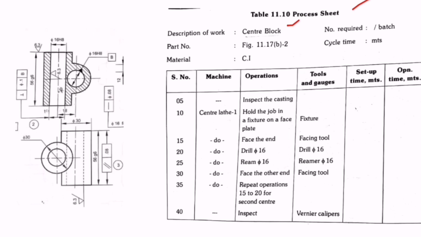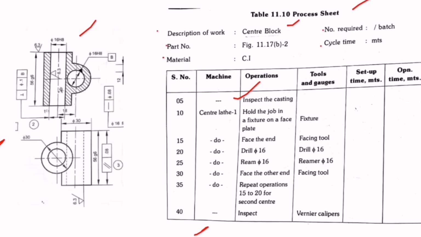The skeleton of this process sheet is very important. Draw the table first. After that, provide some important information above the table, like description of work, part number, material, cycle time, etc. All this information should be indicated above the table. Look at this figure and understand the figure. By looking at this figure, we need to prepare the process sheet and we need to do the operations.